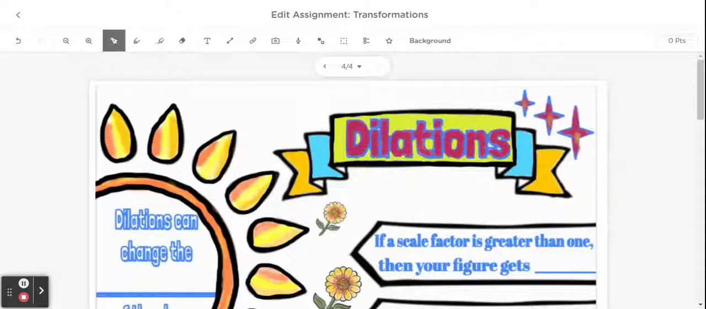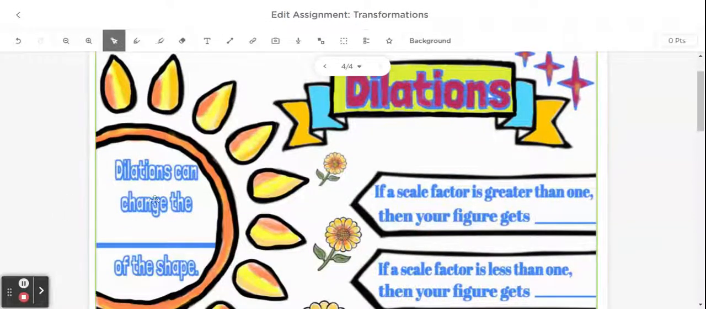The only transformation that will change the size of your shape is a dilation. So you might have heard the word dilate when you're thinking of your pupils dilating in the light in our eyes. So dilations can change the size of the shape. They are the only transformation that changes size.